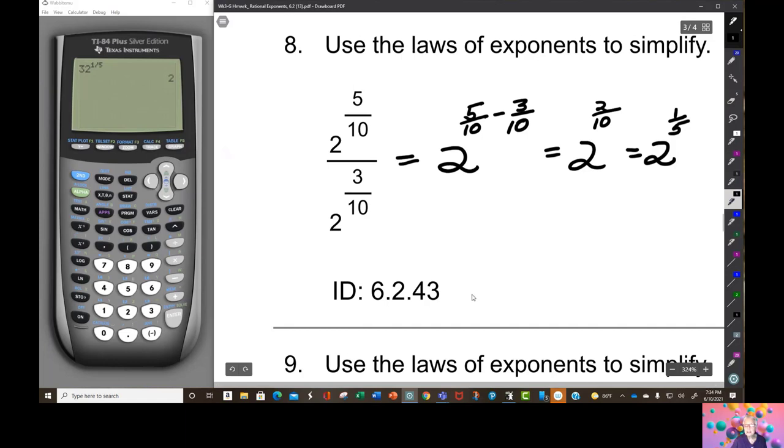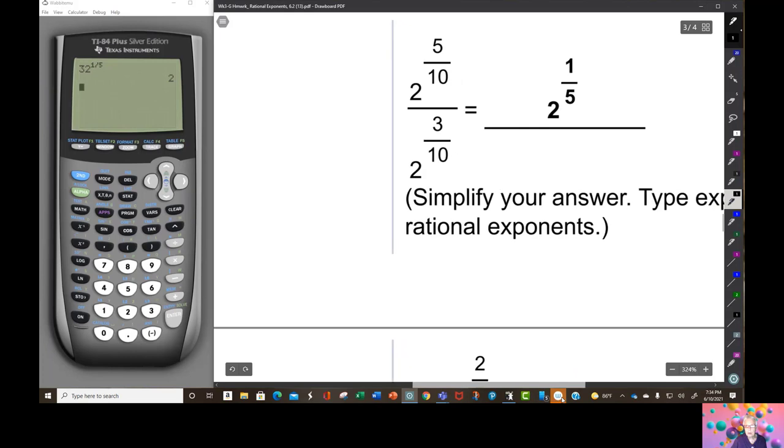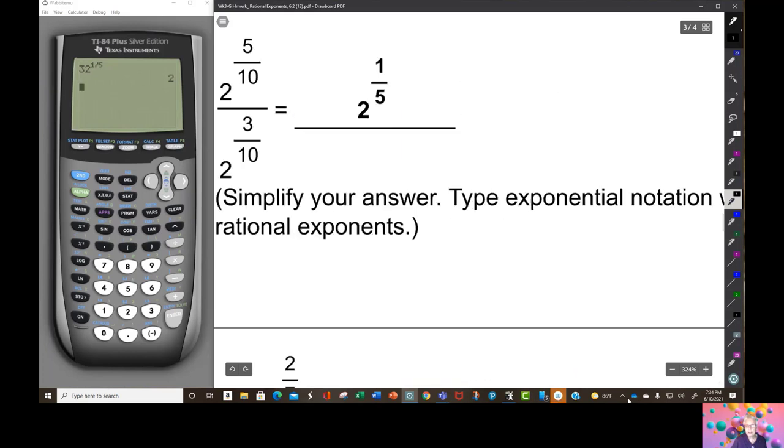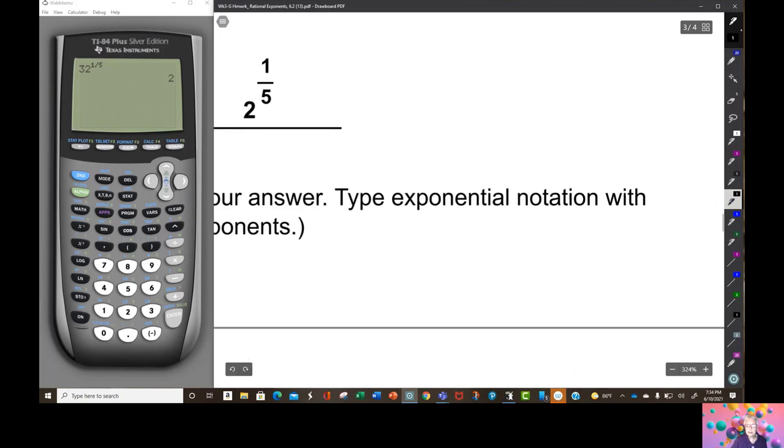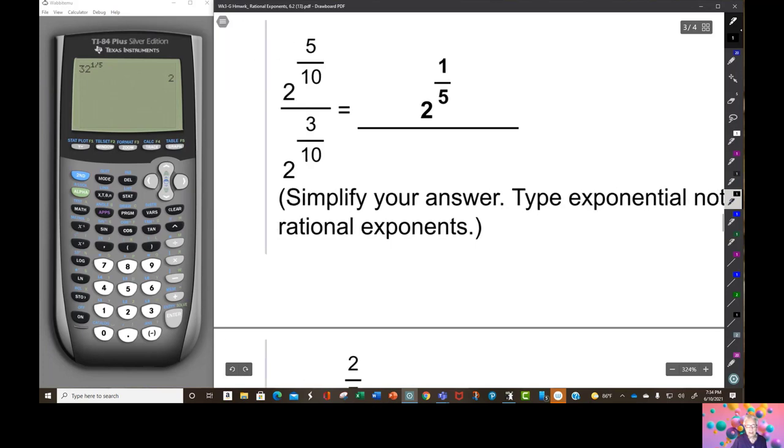It says use the laws of exponents to simplify. Now 2 to the 1/5 power. Yes, that's how they want it written. Simplify your answer. Type exponential notation with rational exponents. So that means write it like that. This is exponential notation.